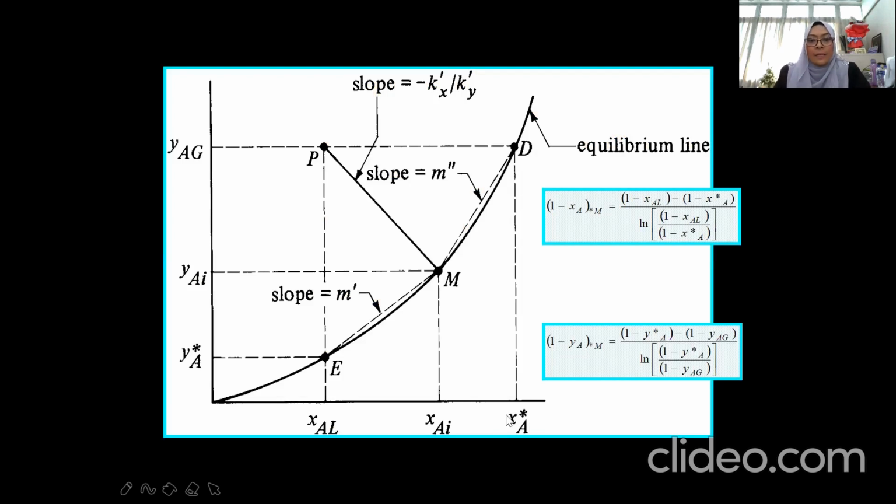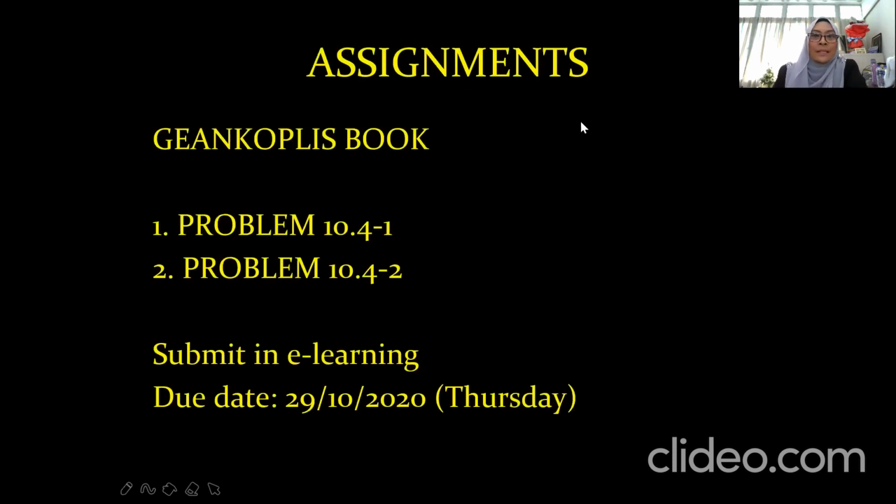Okay, all right. In order for you to understand this better, I will be giving you some assignments. Sorry, I have to give you some assignments because you have to familiarize yourself with the calculation that you have to do for this part. So this is going to be your assignment. You have to open your Geankoplis book, the problem part at the back. If you have the old version, it's page 690. You have to do problem number 10.41 as well as problem number 10.42.